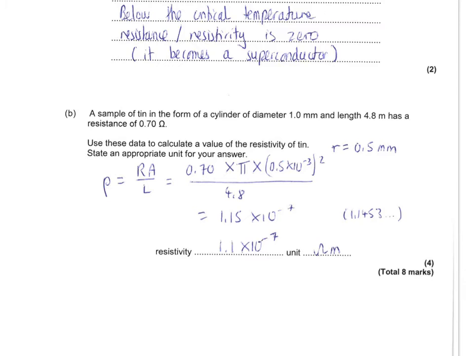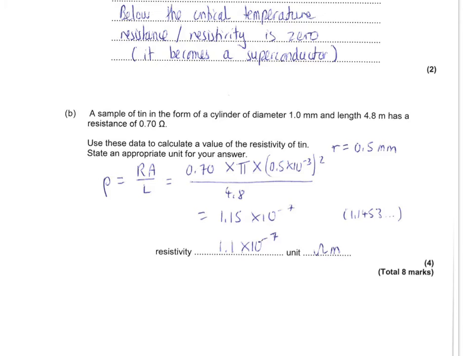Finally, a calculation. A sample of tin in the form of a cylinder of diameter 1 millimetre and length 4.8 metres has a resistance of 0.7 ohms. You are asked to use this data to calculate a value for the resistivity of tin and to state an appropriate unit.